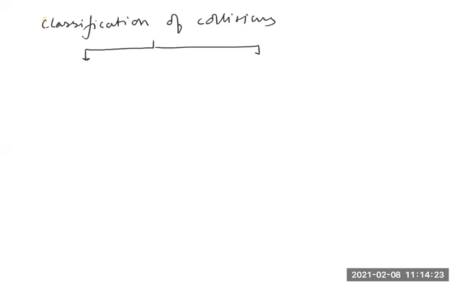So we were talking about, I think, we were talking about collisions. So I told you that there are two types of classifications of collisions. One is that you can classify based on energy, and the other is you can base the classification on direction of velocity.